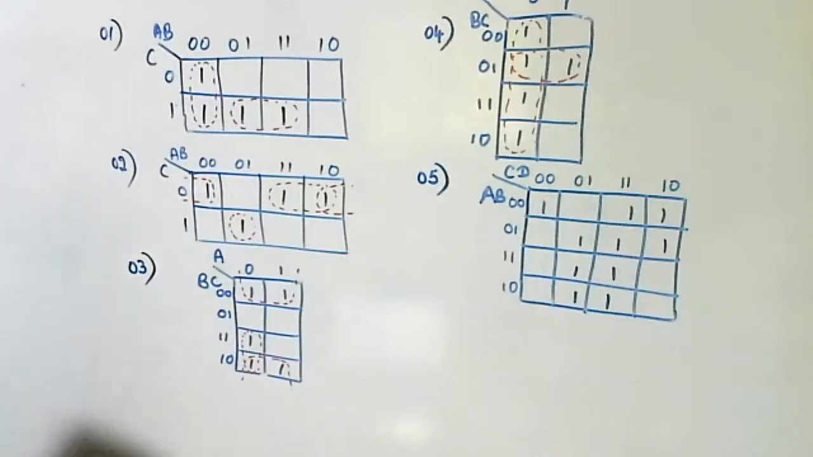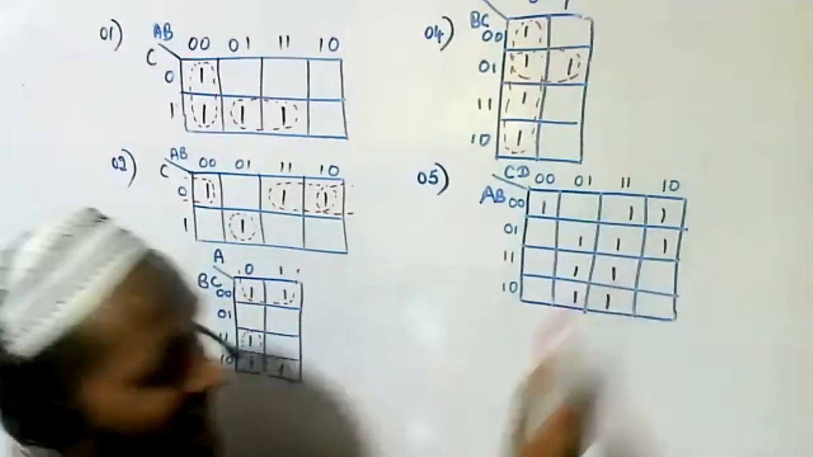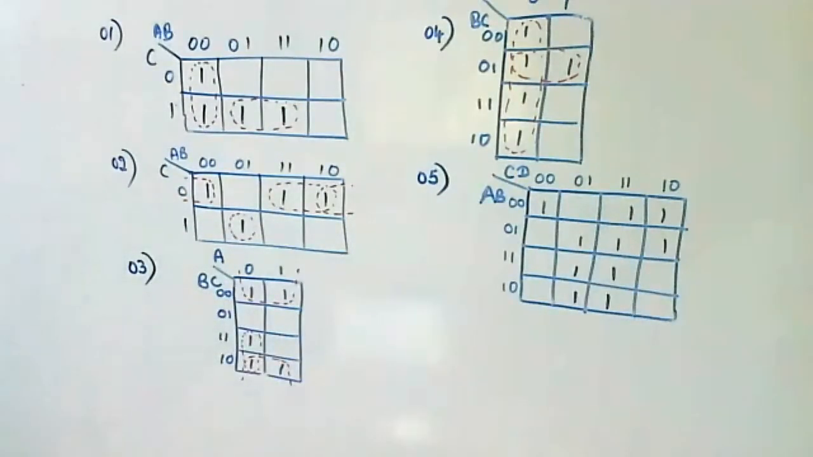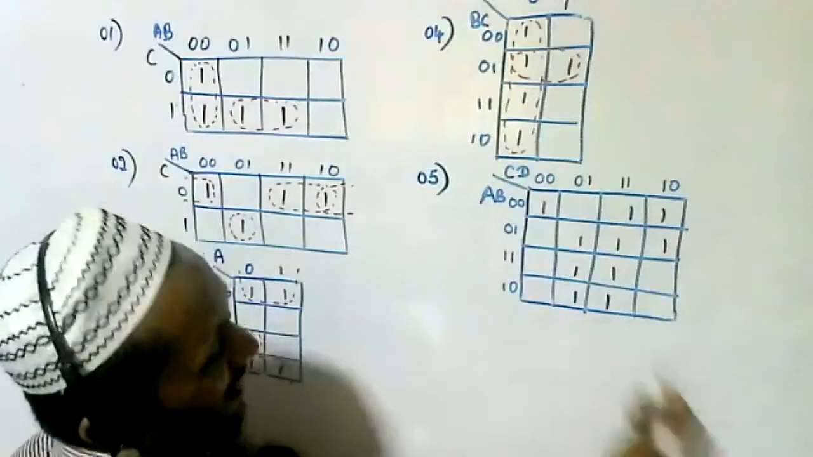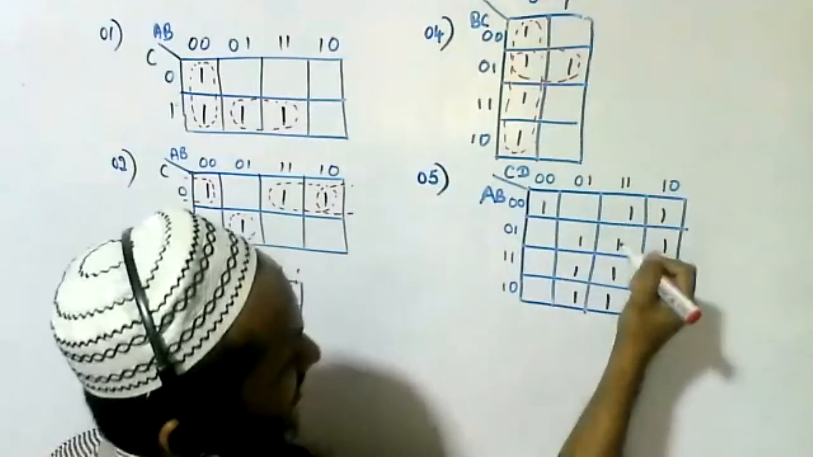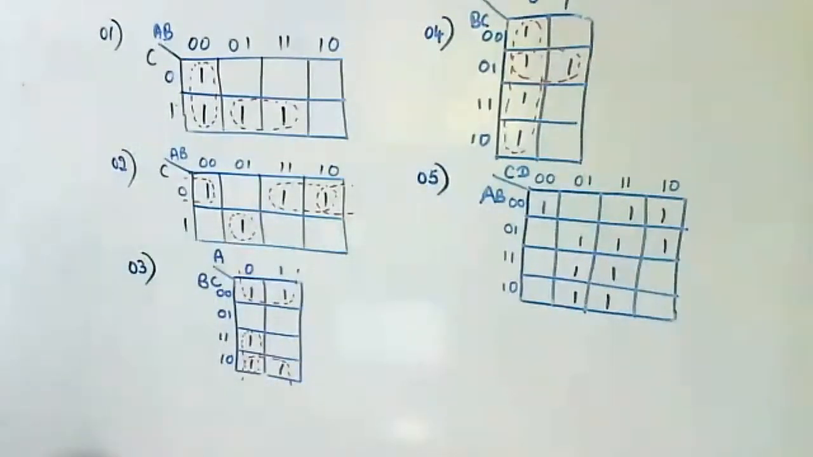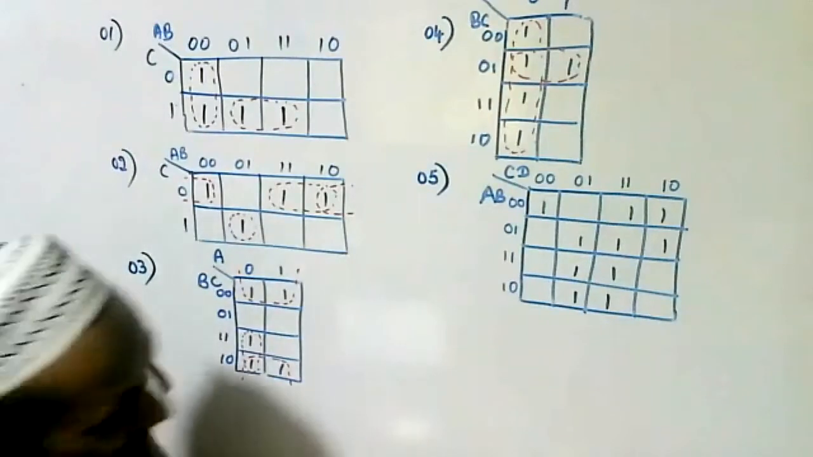Okay. Can we group 6 ones, students? Can we group 6 ones in one group? We can't. Only 4, that is, powers of 2: 1, 2, 4, 8. Likewise, we can't group all 6 ones at once. Okay, right. So we'll group like this.